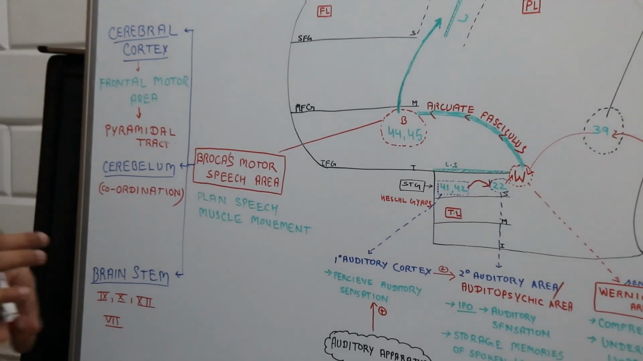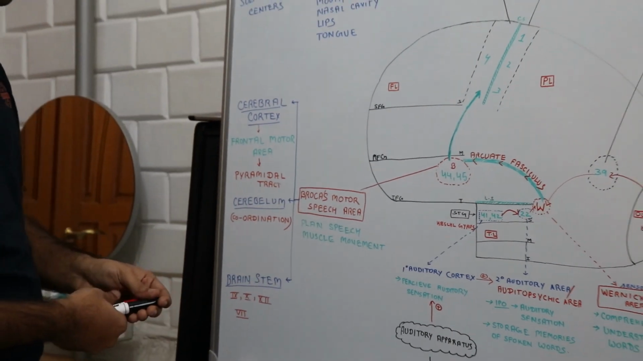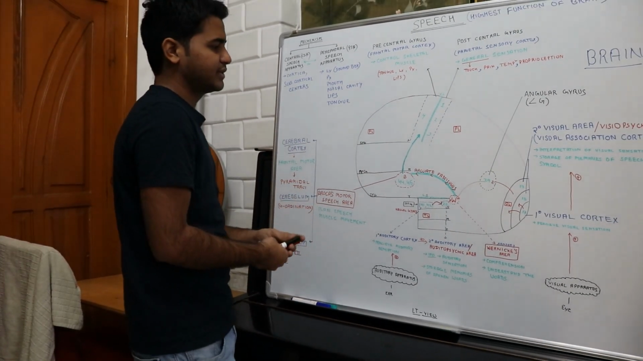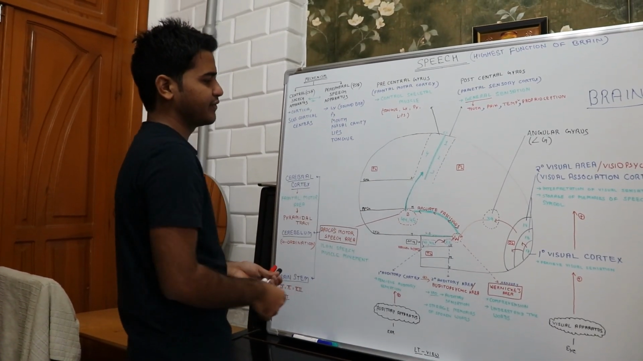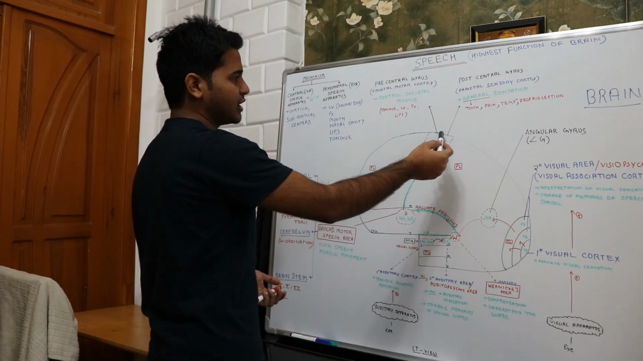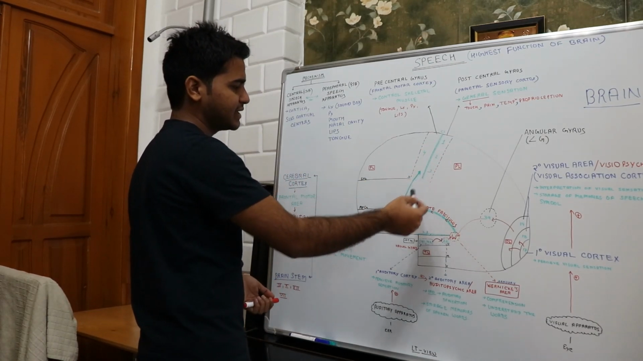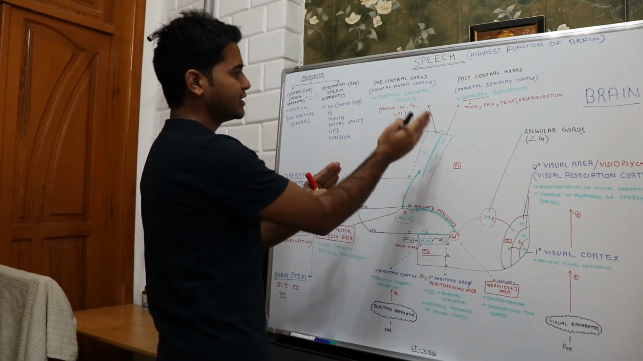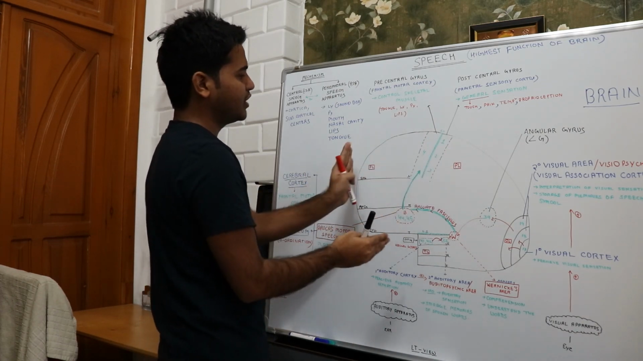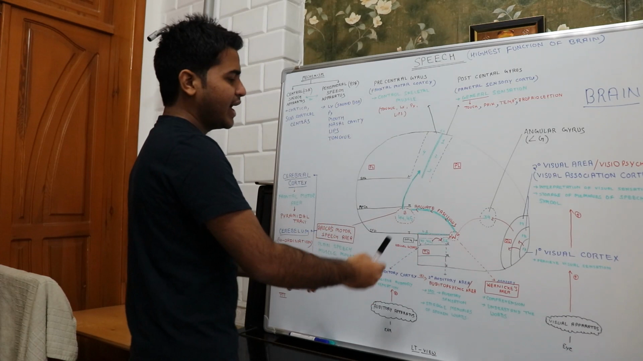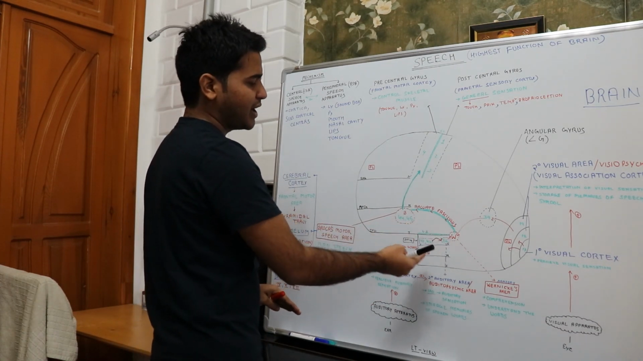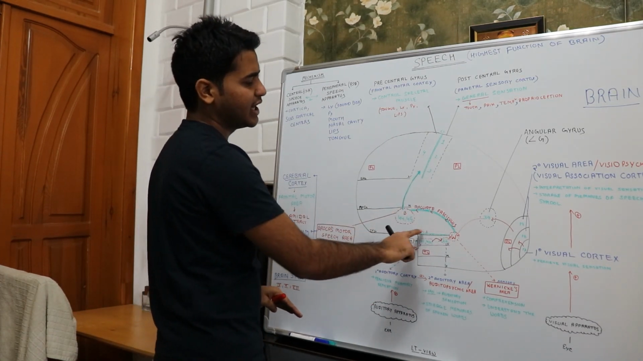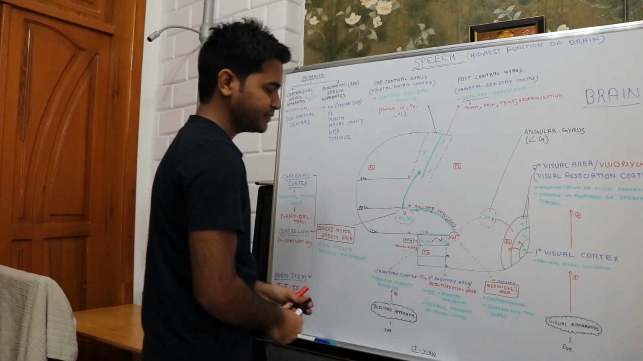Before we start the speech, we have to discuss some other things in the superolateral surface. You will see two sulci: this is the central sulcus and this is the lateral sulcus. The central sulcus divides the frontal lobe and parietal lobe, and the temporal part and frontal part are divided with the help of the lateral sulcus.